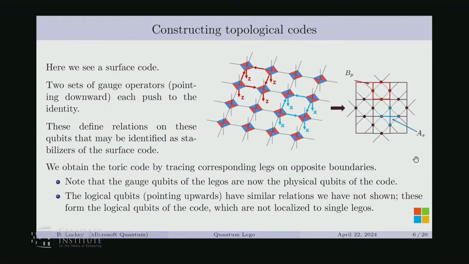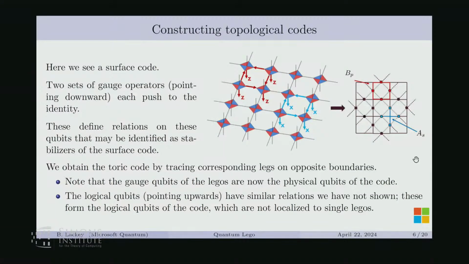All right, so similarly, we would have logical operations on the logical qubits pointing upwards, and they would collapse. I'm not showing those, but in fact, there's only one logical qubit after you perform the appropriate traces on the boundary. So in this case, for instance, we could construct the toric code by taking one of these legs and then tracing it around to the corresponding leg on the opposite boundary, so that all of the physical qubits in what were the original Legos are now gone. Right, so the gauge qubits become the physical qubits for the post-trace code, and the one logical qubit becomes the logical qubit after you apply all of the relations.